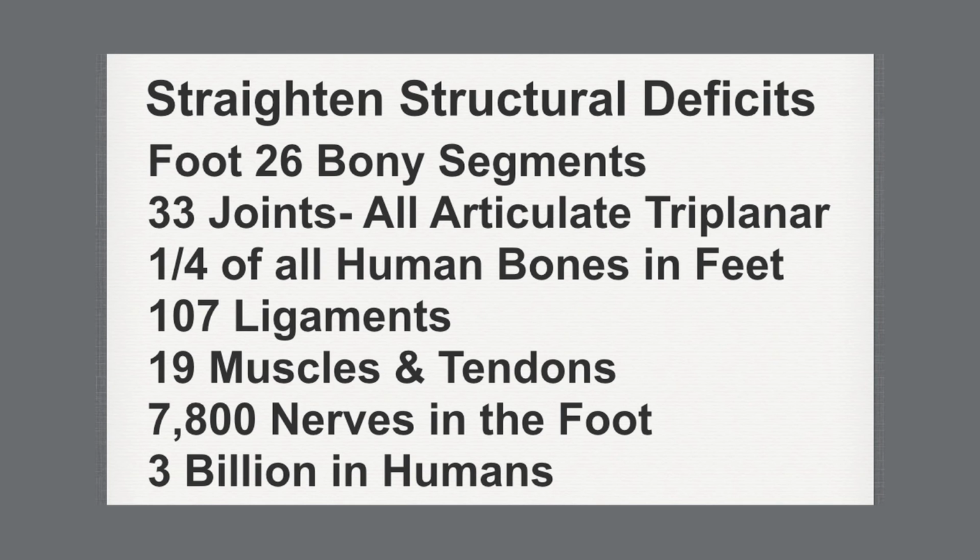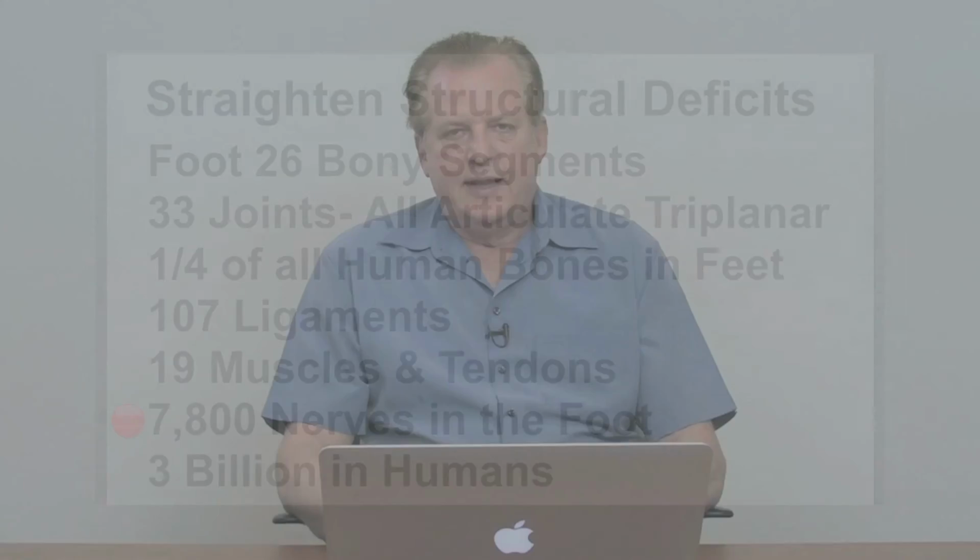The other thing that's amazing is that there are 7,800 nerves in the human foot. That is a tremendous amount of nerves that we have to consider. There are all kinds of different receptors within the foot, and it knows when it's out of alignment. It knows when it's getting too much pressure on one side of the foot or the other. Our job is to try to get that as balanced as we can.